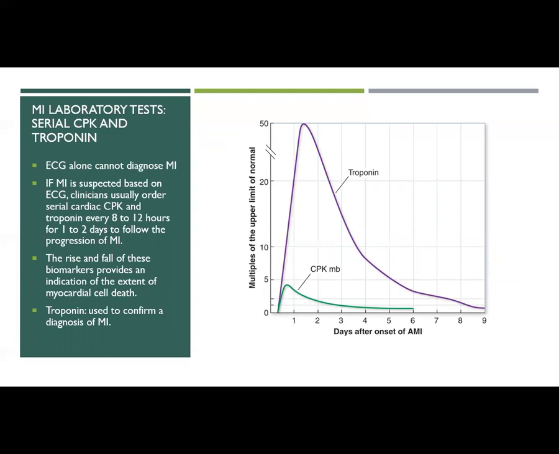So EKGs alone cannot diagnose an MI. If an MI is suspected based on the EKG, clinicians will usually order serial cardiac CPKs and troponins every 8 to 12 hours for 1 to 2 days to follow the progression of an MI. The rise and fall of these biomarkers provides an indication of the extent of myocardial cell death, and troponin is used to confirm a diagnosis of an MI.